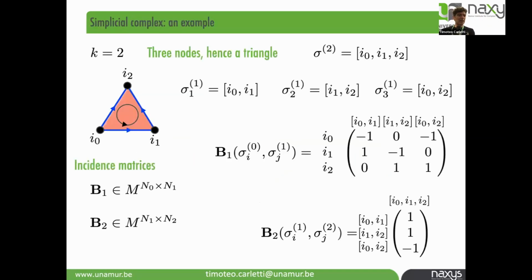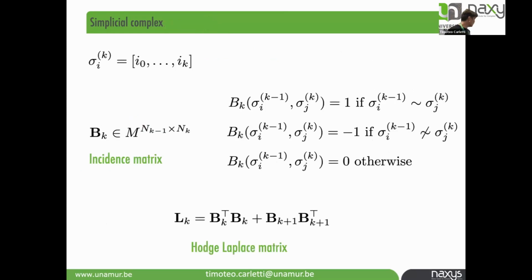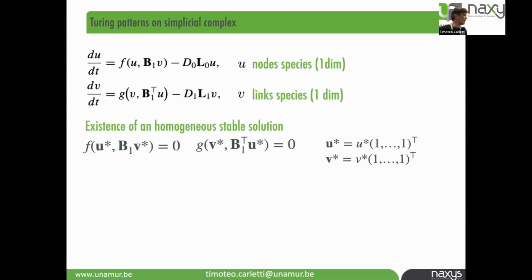And so, okay, I skip this part because you already know how to encode a simplicial complex by using the matrix B. Also, you will need this Hodge Laplace matrix, but you already saw what this kind of matrix is. And so the idea is the following. Now you can write a simple model where you have only two species, U that lives on nodes. So this is the node species that for the moment is just a one-dimensional species, only one number. And then you have V, which is the species that lives on links. And again, you think that V is just one number, okay, is the density.